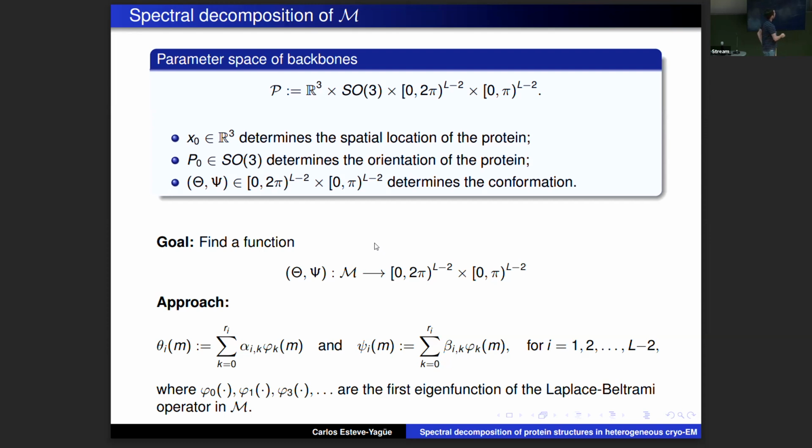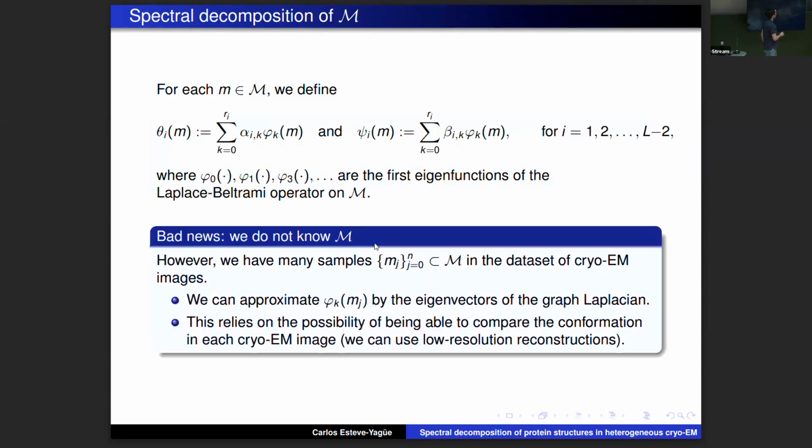So how do we construct this map? We want to construct this map as a linear combination of the eigenfunctions of the Laplace-Beltrami operator on the manifold. So here we have two tasks. One is to compute the eigenfunctions of the Laplace-Beltrami operator on the manifold. The other task is to compute the coefficients of the eigen decomposition. So for the first task, the bad news is that we don't know the manifold. So we cannot compute the eigenfunctions of the Laplace-Beltrami operator.